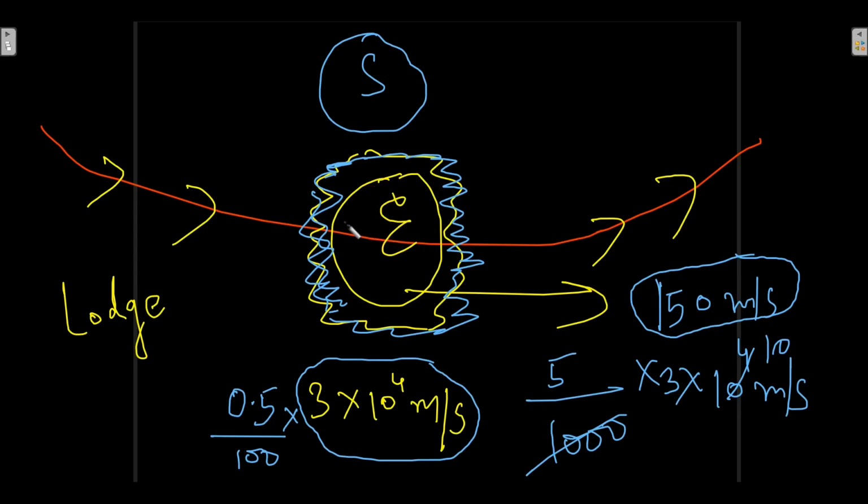because there is relative motion between the earth and the ether. The ether is moving with 150 meter per second, the earth is moving with 3 into 10 to the power 4 meter per second. Listen again, the earth is moving with this velocity, the ether is moving with this velocity, so there is relative motion between the earth and the ether. As there is relative motion, what will happen? Because of relative motion between earth and ether, fringe shift should be observed.